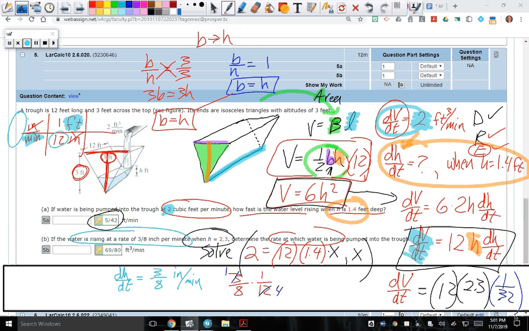And now, yes, I can just plug this into the calculator. This right here, when I multiply all three of them, I will get 69/80.